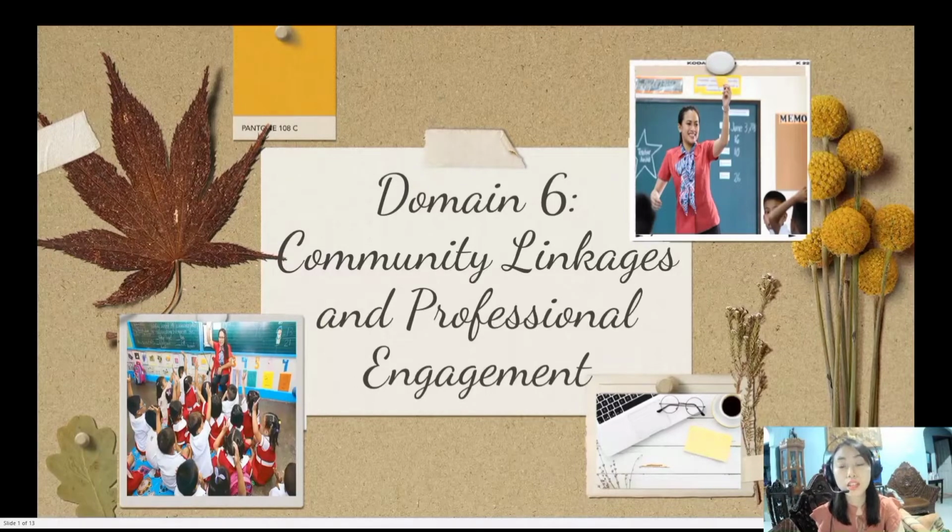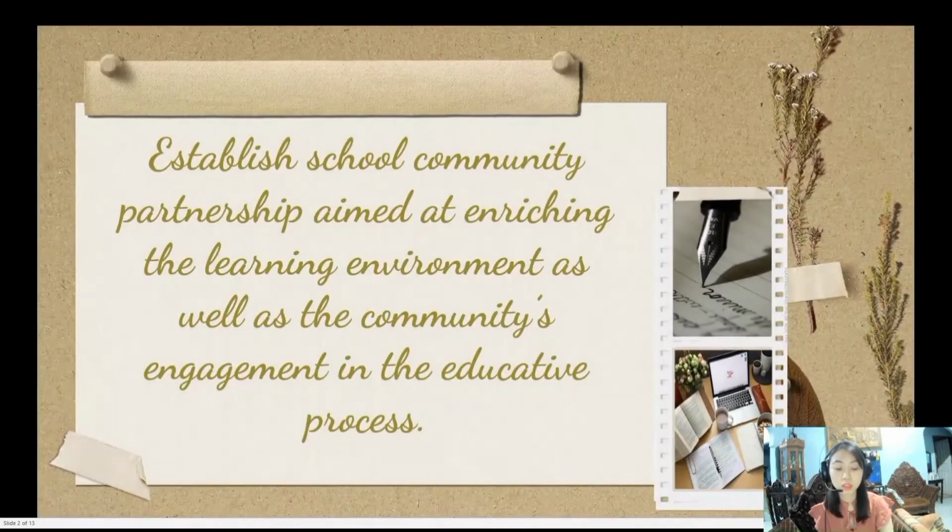I'm here to discuss Domain 6 under the PPST, or the Philippine Professional Standards for Teachers. Under this Domain 6 is community linkages and professional engagement. The goal of this domain is to establish school-community partnerships aimed at enriching the learning environment as well as the community's engagement in the educative process.